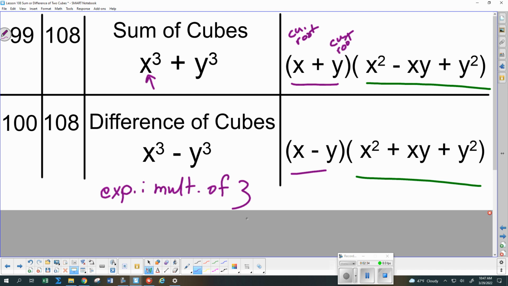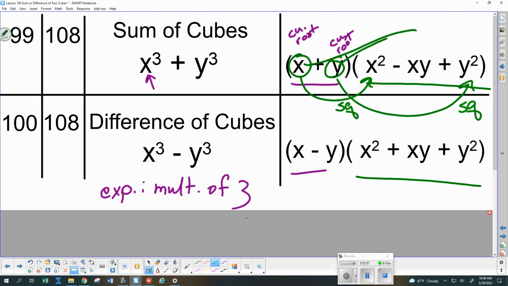Then once you have that and you want to get the long parentheses, you take whatever is first in the short parentheses and square it. You take whatever is last and square that, and it goes at the end. You leave a space in the middle. To get the middle term, you simply take both of these and multiply them. You don't multiply by 2.